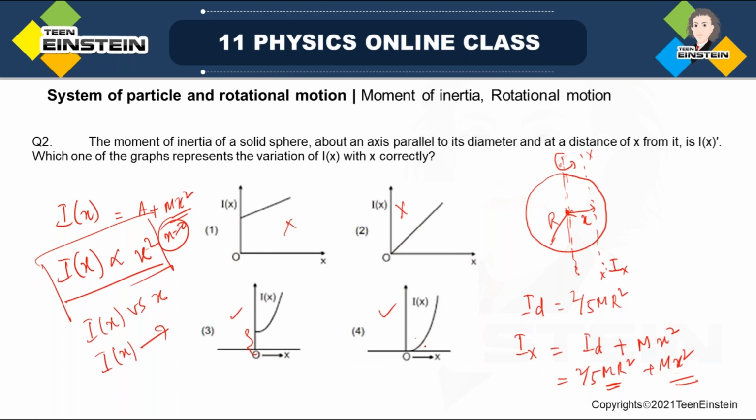Why is this one not correct? Because at x equal to 0 there is 0 value of this I of x, but at the 0 position there should be some moment of inertia, since it is 2 by 5 mr square plus mx square. Now we'll go to the next page. So the fourth option will be the correct answer for this question.